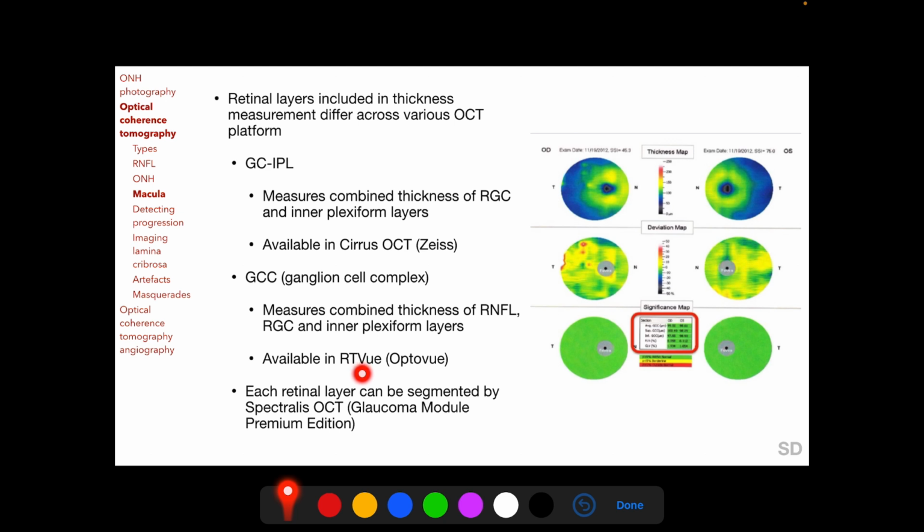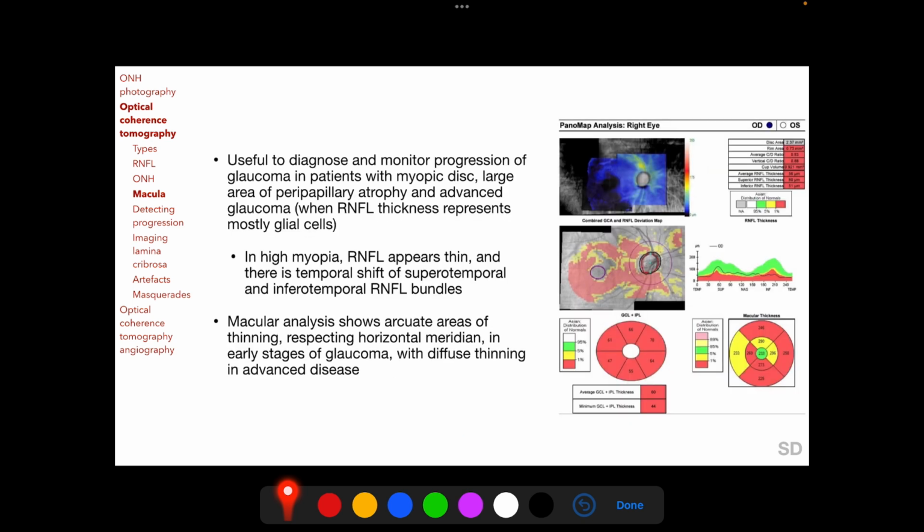The RTVue OCT from Optovue measures GCC or ganglion cell complex as shown here in this figure, which is the combined thickness of RNFL, retinal ganglion cell, and also the inner plexiform layer. And each retinal layer of the macula can be segmented and measured separately by the glaucoma module in the Spectralis OCT from Heidelberg.